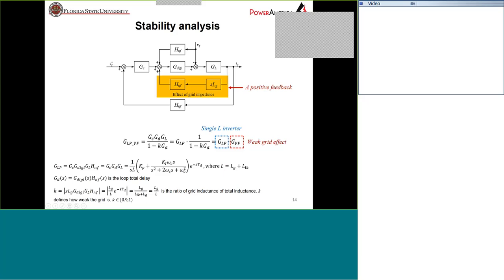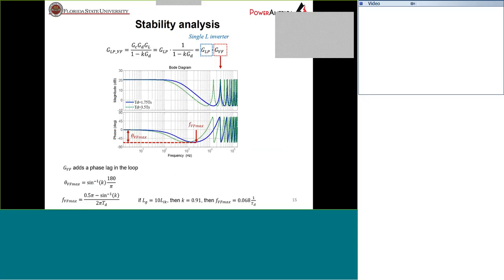And we can see that the loop gain of this GVF is K, which is LG over the total inductance, which means this value is always smaller than 1. So this positive feedback doesn't necessarily mean this system has to be unstable, but that will affect the stability.